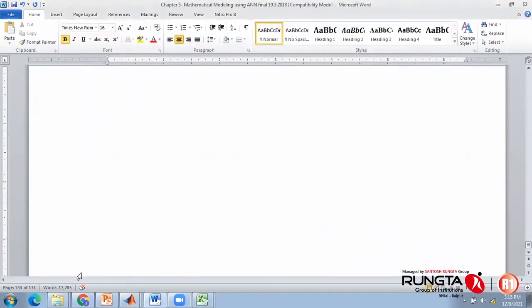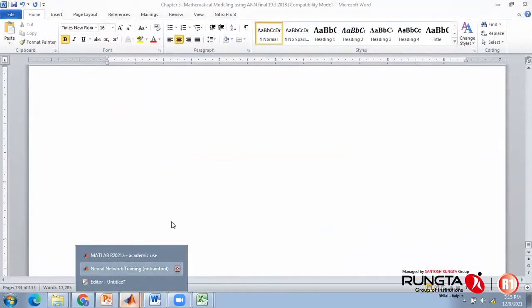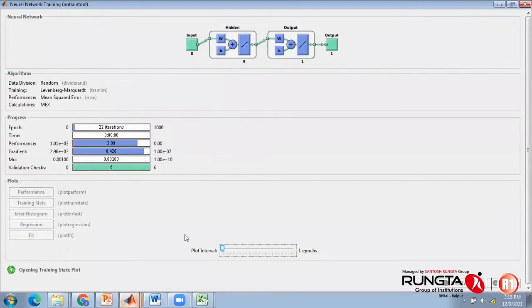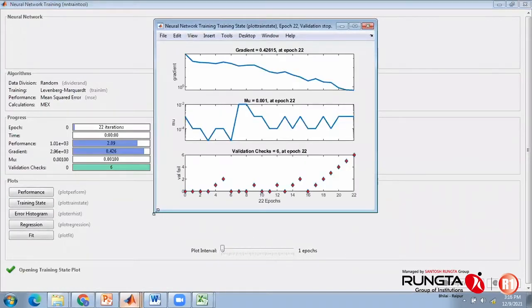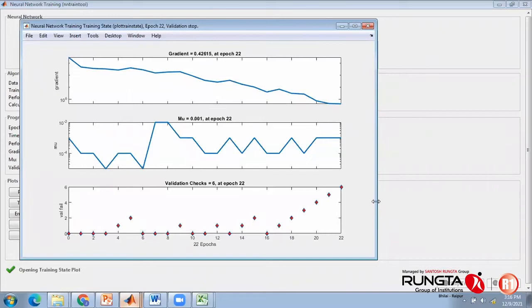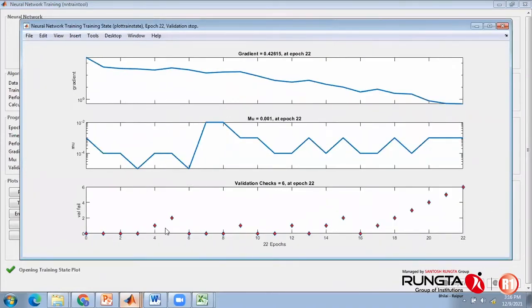Now we'll go to the next tab, training state. So we had a discussion recently about the validation check and details. So this is how the algorithm usually works. If you talk about the validation check, error 1, 2, 3, 4, 2 times it increases, but then again it reduces down. Again one time increase, again reduce down. Again one increase, reduce down. Again two increase, reduce down.